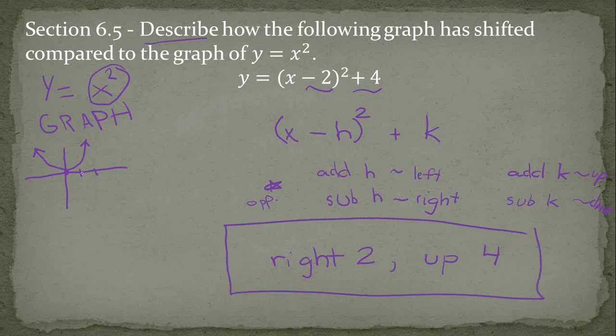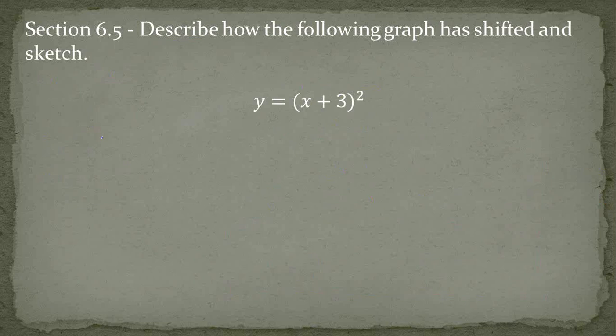Again, in your calculator, you should have noticed the parabola moved 2 to the right, and then 1, 2, 3, 4 up. So it would look like this. And you can compare and say, oh yes, it moved right and up. Let's do that again.